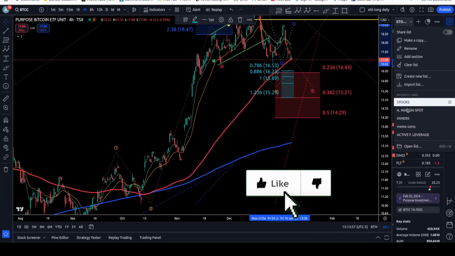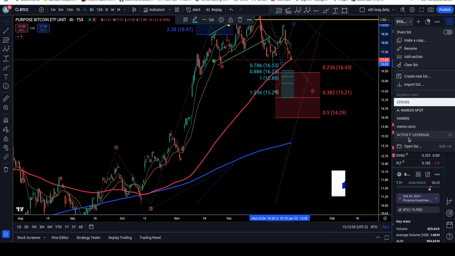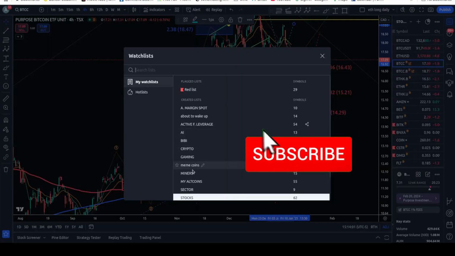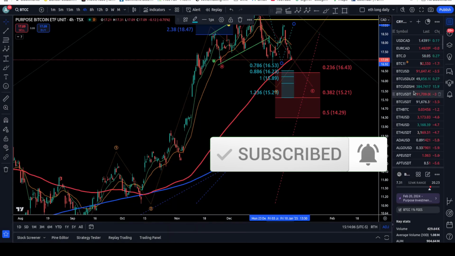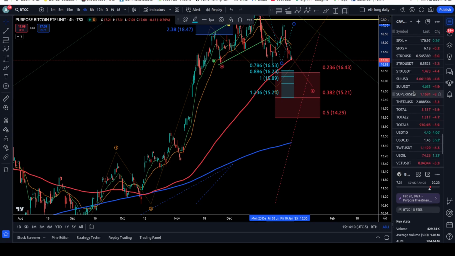All right, so I almost forgot. Someone requested a crypto coin. I believe it was Stellar XLM. So let me go and find it.